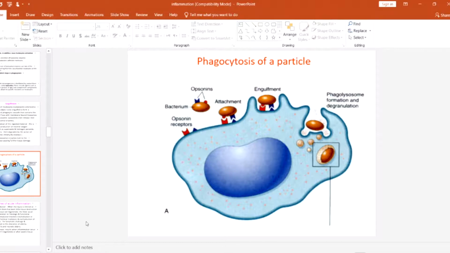Opsonine is a protein. The main function of opsonine is recognition, helping in the recognition between the white BC and the bacteria. And the best example is the immunoglobulin, which is IgG, for example IgG. True. This is an important question. Okay, so opsonine is very important.